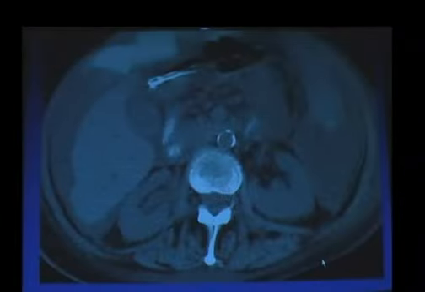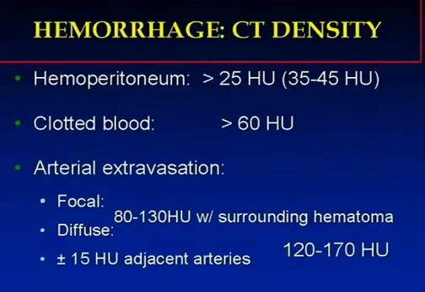I always want to get as much information as I can, and so occasionally you do get significant information by giving oral contrast, and that's shown in this patient. You can see there's an NG tube, and you can see that there's oral contrast extravasation due to disruption of the duodenum. Another really important clue to injury is the presence of hemorrhage.